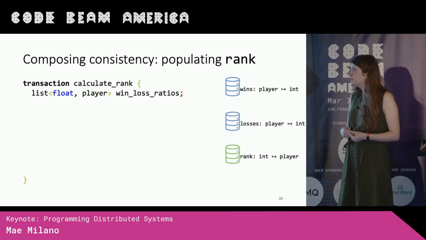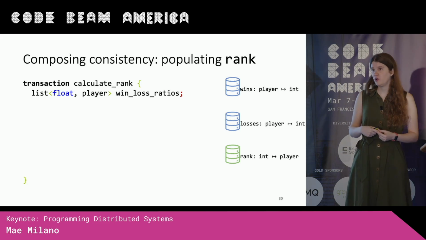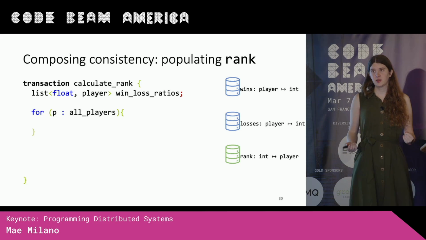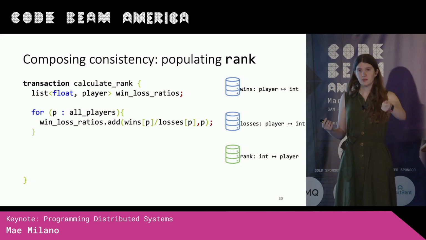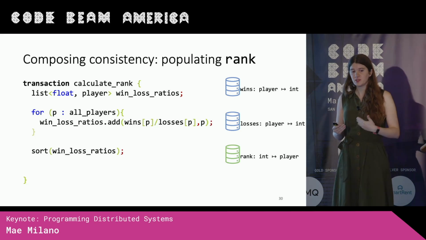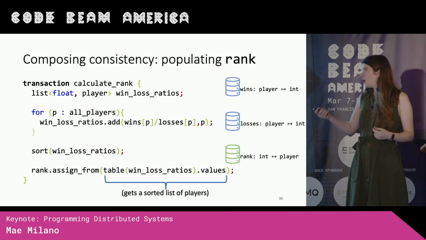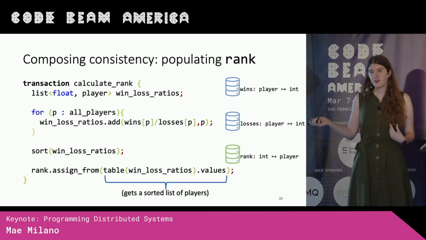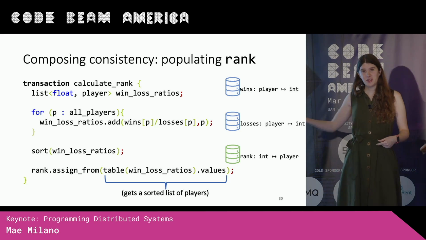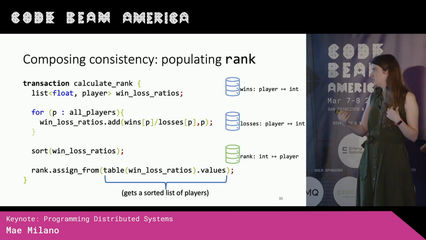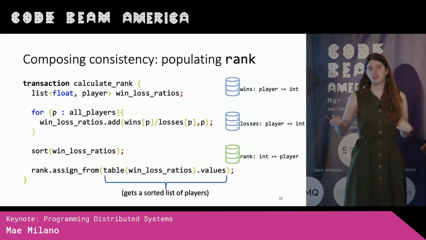So we'll start with an empty list containing the win-loss ratio of all of our players. Then we'll iterate through all of the players in the world, dividing their wins by their losses and adding them to that list. We'll then sort the list by the win-loss ratios, so the list is now in rank order, and we'll use the list to assign the rank table in that order. Remember how I said this is going to be real code? The gross bit in the middle there is just projecting out the player component of the win-loss ratio player pair, so that we can actually have a list of players, not the list of ratios.